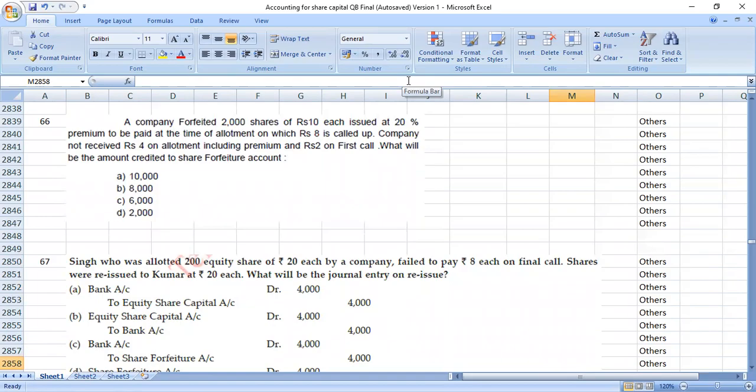Okay, the second question. A company forfeited 2,000 shares of 10 each, issued at 20% premium at the time of allotment. Company not received 4 on allotment, including premium. What will be the amount credited to share forfeiture account? Share forfeiture account எதை credit பண்ணும்? Paid up value of share capital. 2 rupees is the allotment application money which he has paid. Now 2 on first call.